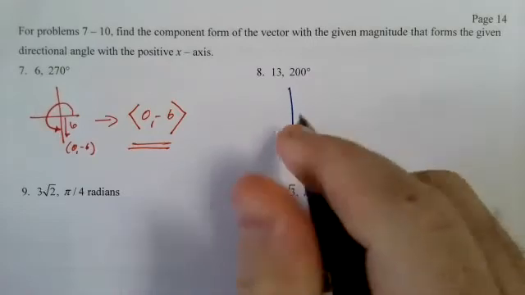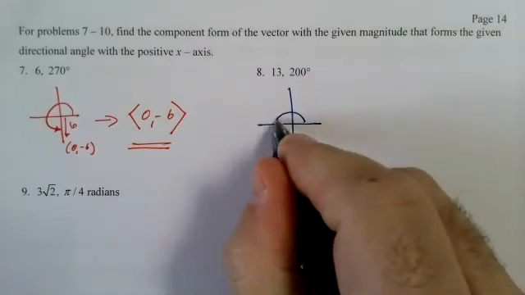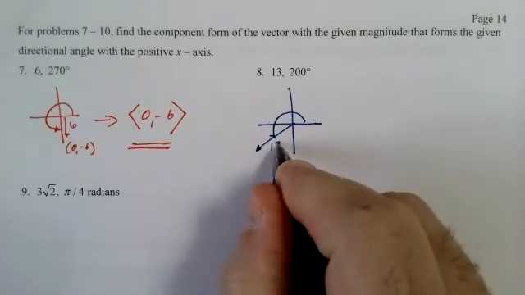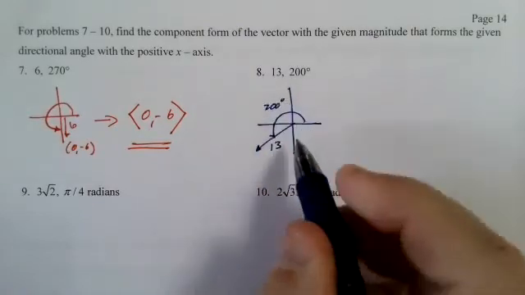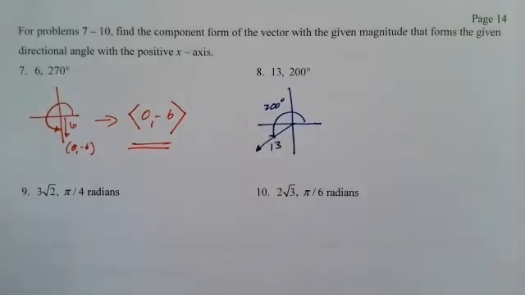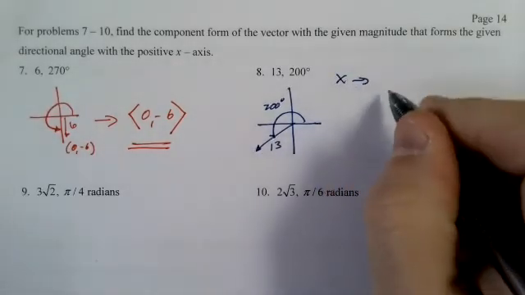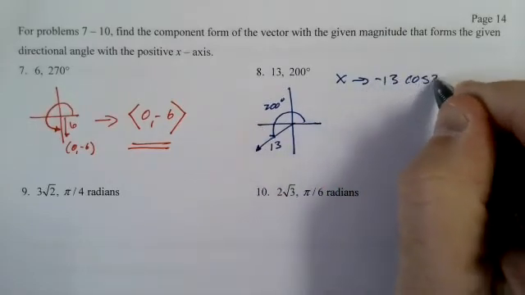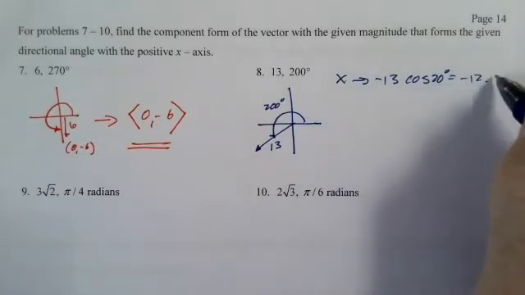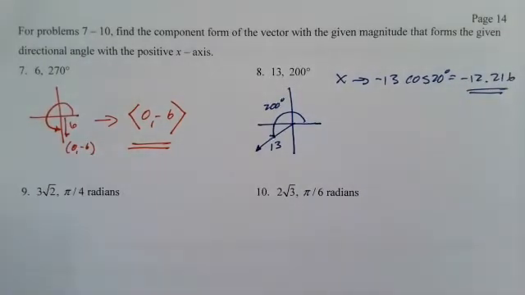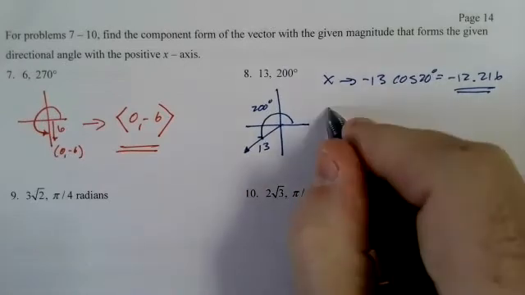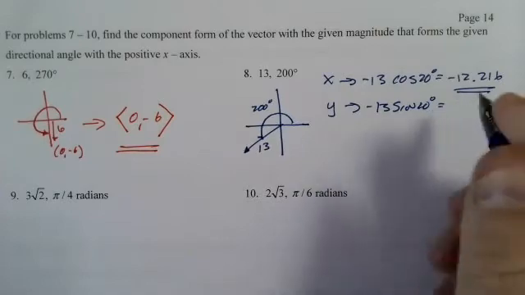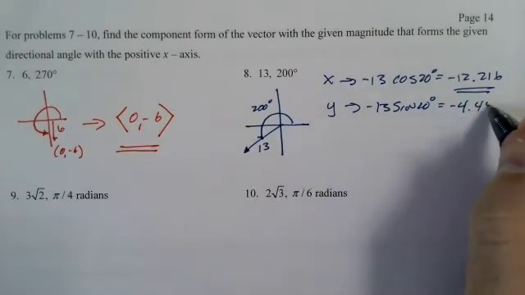This one goes out here to 200 degrees, which is going to be in here somewhere. This is 13 long. So that's 180. So we can do it this way. X, they're both going to be negative. -13 cosine of 20 degrees, -12.216. Y, -13 sine of 20 degrees, -4.446.